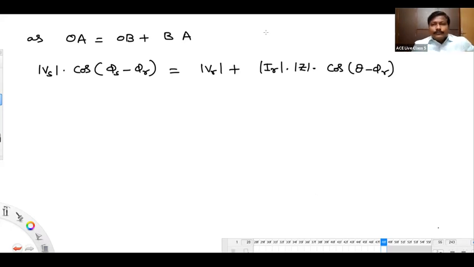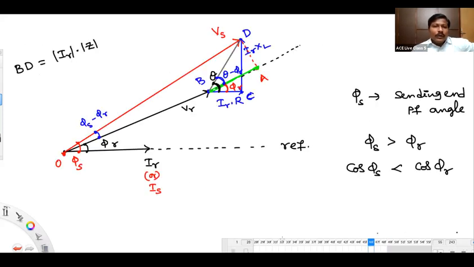Next thing. I am asking one very simple question to you. Who will decide this angle phi s minus phi r? Is it a low angle or high angle? That's the angle between sending end voltage and receiving end voltage. Who is going to decide that?